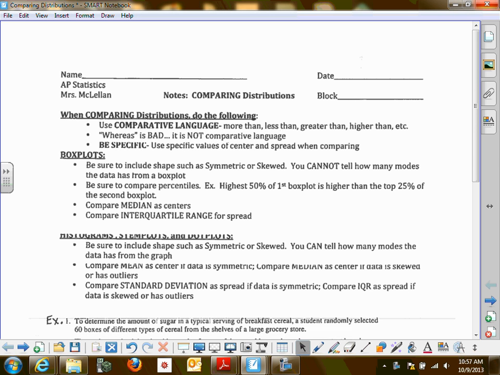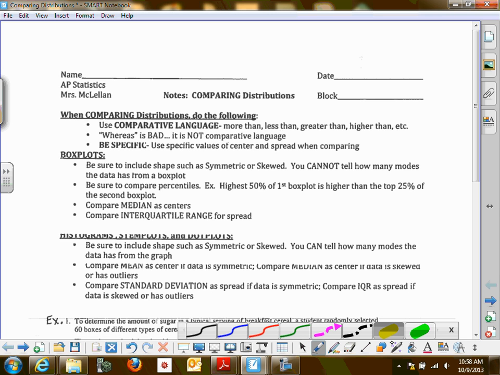Let's talk about comparing distributions. Okay, comparing distributions. This is the last thing that you are going to learn in this unit, paying attention to everything and getting deeper and more analytical. So what I want to teach you is what you need to do when you are comparing two sets of data. Okay? So here's what you do.